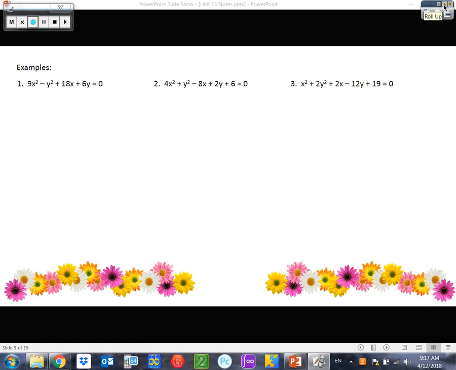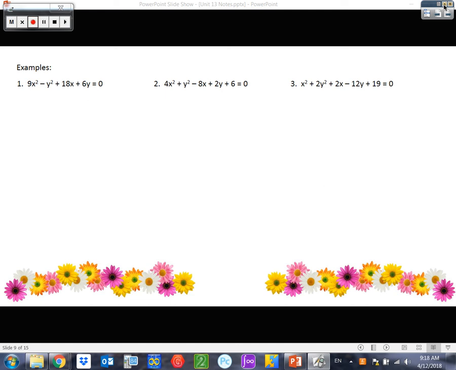All right, so the first one, when we look at it, it looks like I have an x squared, a positive x squared, and a negative y squared. So to me, that looks like it's going to be a hyperbola. Right? That would be a hyperbola. One of them is negative, one of them is positive. So let's work through and see what we get.